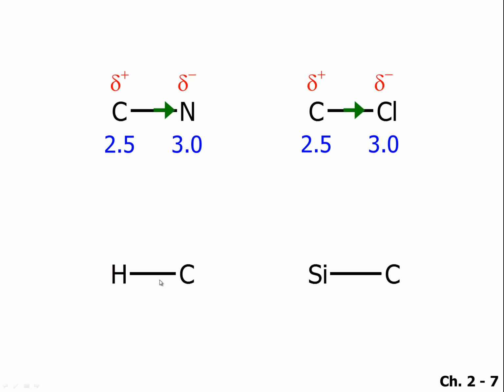In our next example, we've got a CH bond. If we look up our values for the CH bond, you'll notice that our hydrogen has an electronegativity of 2.1, and our carbon has an electronegativity of 2.5. The less electronegative atom has the partial positive, and the more electronegative has the partial negative. So this time, it's our carbon that has the partial negative.